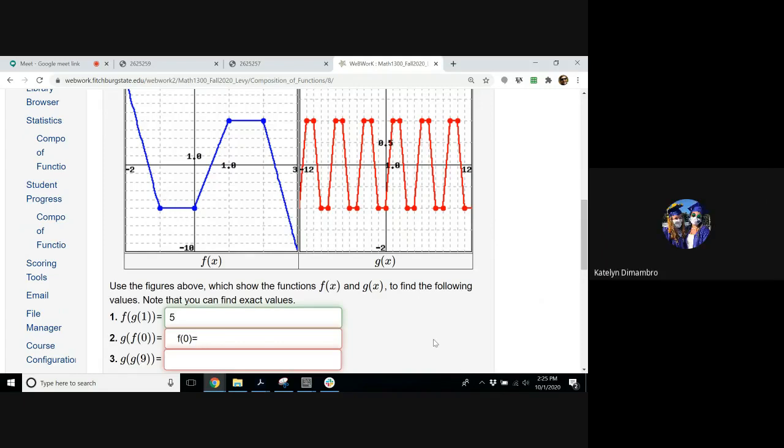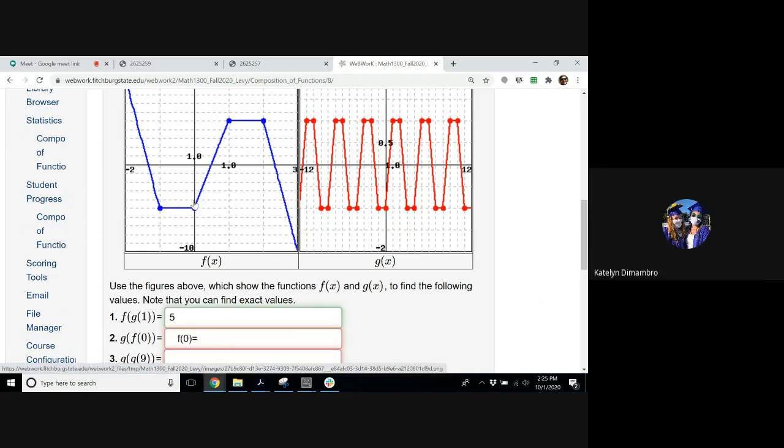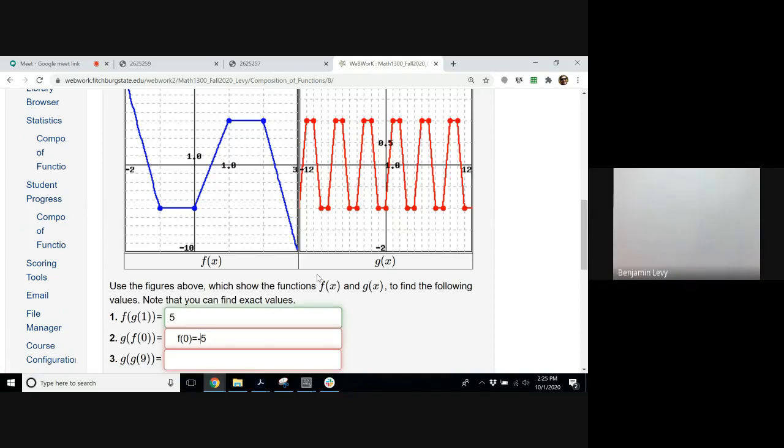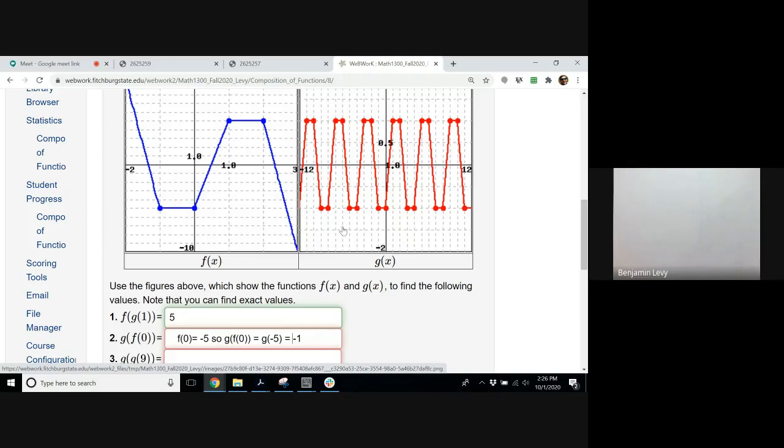Would it be 5? So here's 0, we go down to the graph. Looks like it's at -5. 1, 2, 3, 4, oh yeah, 5. -5. Right, so f of 0 is -5. So that means for g of f of 0, we're going to replace this part with -5. Now this is just saying, look at the g graph at -5. And so we go to the g graph, 1, 2, 3, 4, 5. Go down to the graph. What's that? -1. -1, right? So the answer to this one is -1.